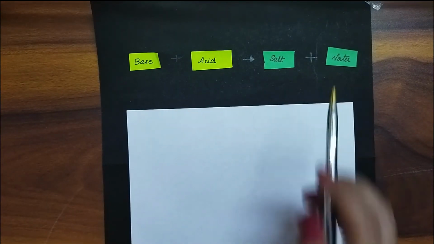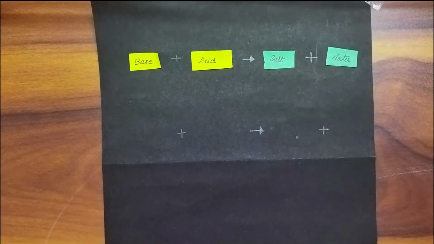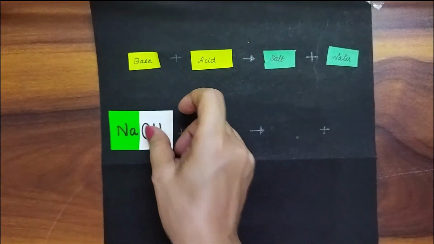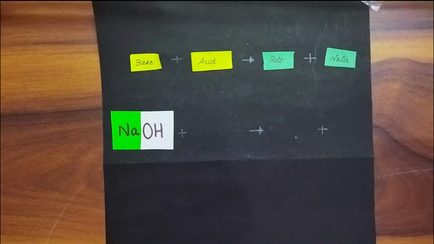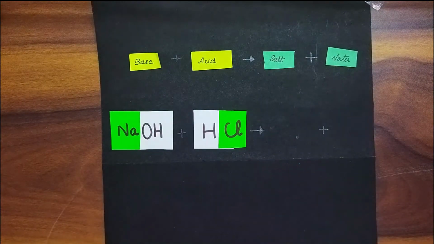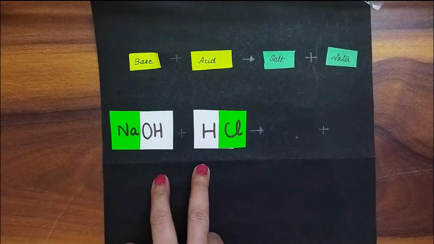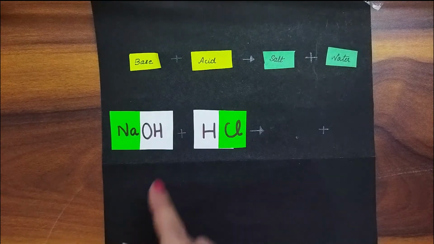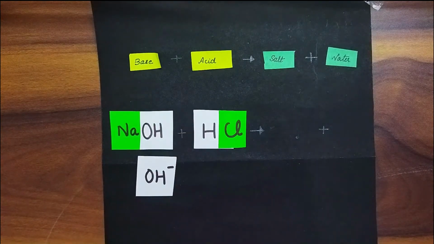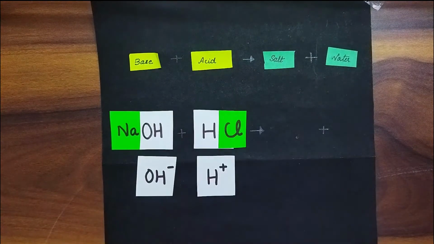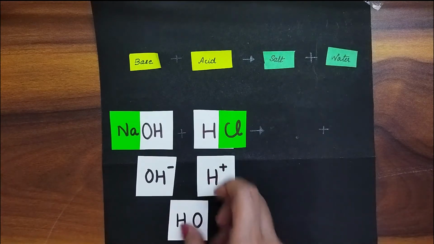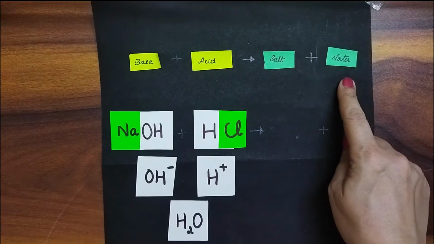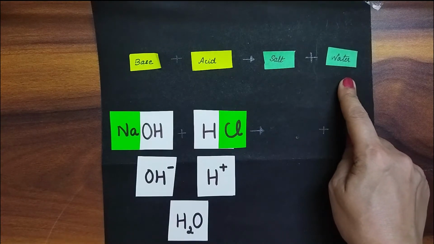Now let me explain this by taking an example. Suppose I have taken sodium hydroxide as the base and the acid is HCl, that is hydrochloric acid. So these two are the reactants. Now the question comes, what will be the products formed? As we know, bases give hydroxide ion in the solution, acids give hydrogen ion in the solution, and these two different kinds of ions combine together to form water. That is why one of the products of a neutralization reaction is water.